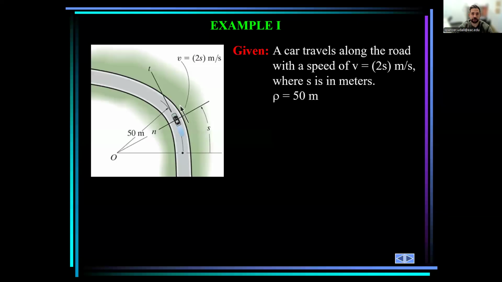Right, so try out example one. Here we go. We've got ourselves a car going along the road. They give us a speed v equals 2s, where s is the position in meters, and we've got a constant radius rho of this curve of 50 meters. And like we said, that's a pretty good way to handle it.